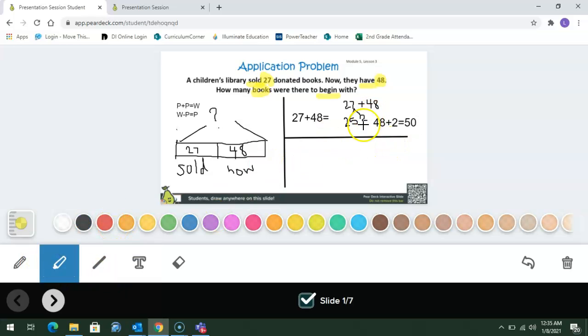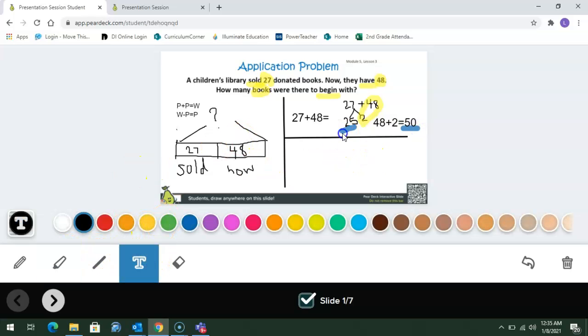Then, these are what I did. Then I add the parts that are left over, this and this. So I click on the text again and I write 50 plus 25, because I have 50 left over and a 25, equals 75.